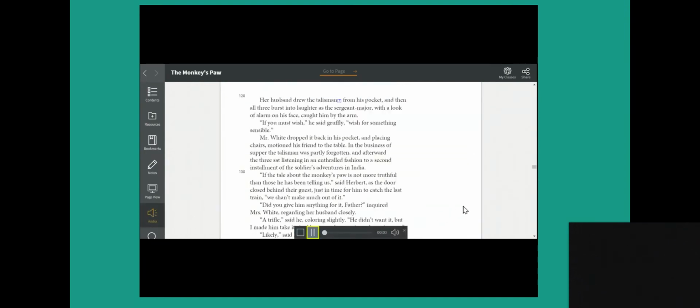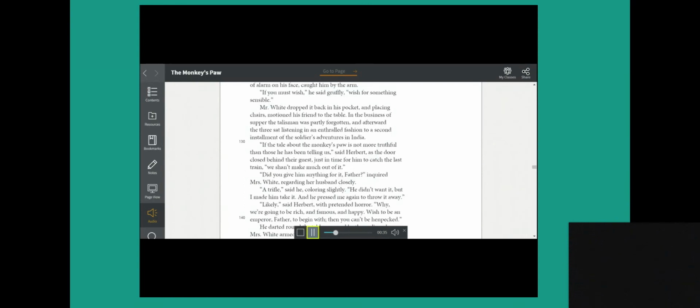Her husband drew the talisman from his pocket, and then all 3 burst into laughter as the sergeant-major, with a look of alarm on his face, caught him by the arm. "If you must wish," he said gruffly, "wish for something sensible." Mr. White dropped it back in his pocket, and placing chairs motioned his friend to the table. In the business of supper, the talisman was partly forgotten, and afterward the 3 sat listening in an enthralled fashion to a second instalment of the soldier's adventures in India.